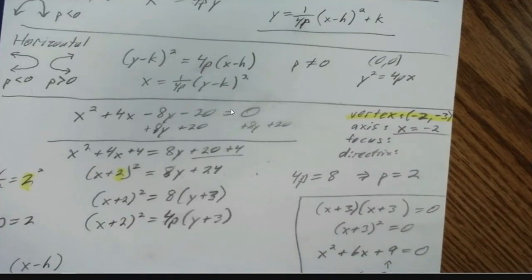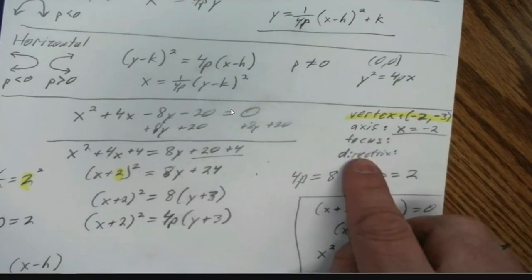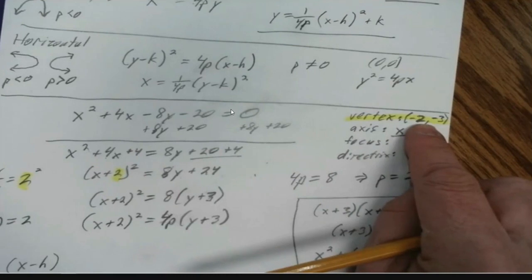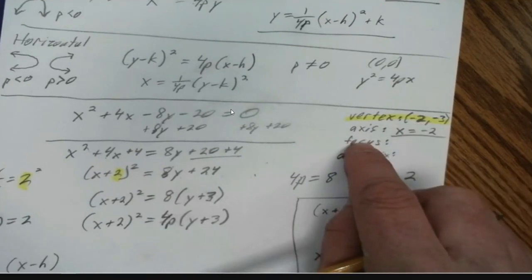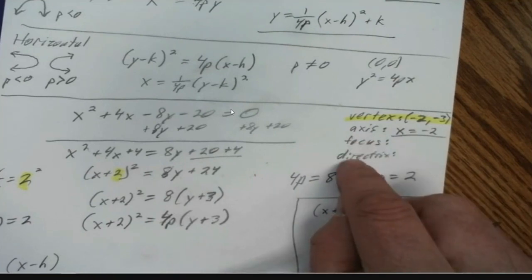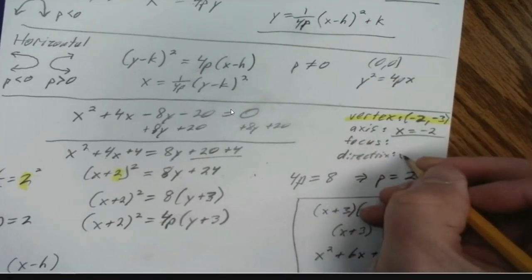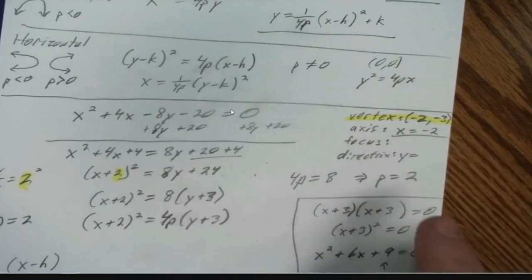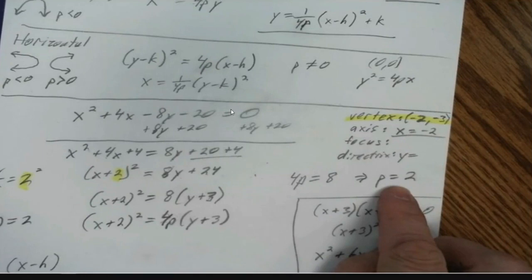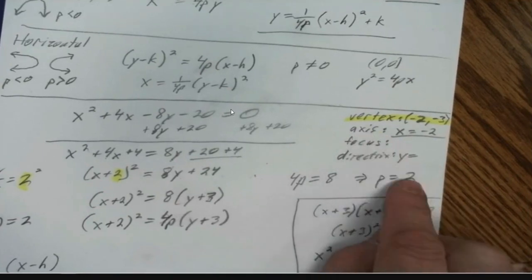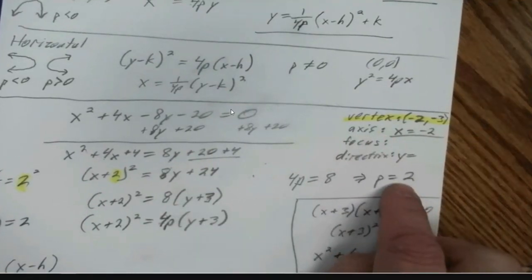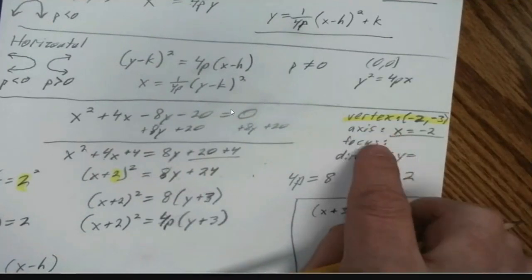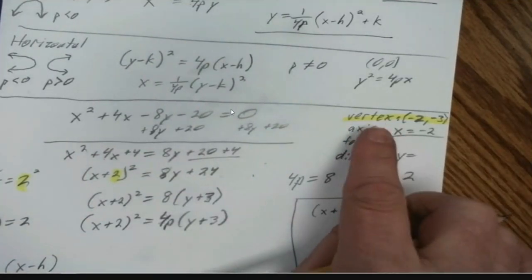So what is the focus? All we know about the focus and directrix is that they're the same distance from the vertex, but the focus is inside the parabola and the directrix line is outside. The directrix is going to be a horizontal line, y equals something. The distance between the vertex and the focus is 2, because that's what p is. P is that distance between the vertex and the focus and the vertex and the directrix.